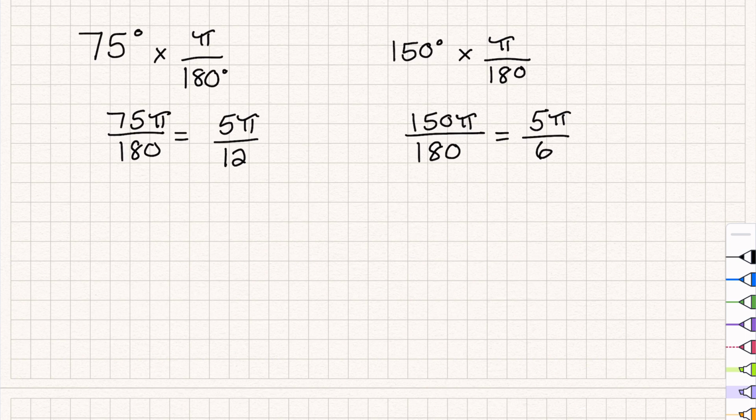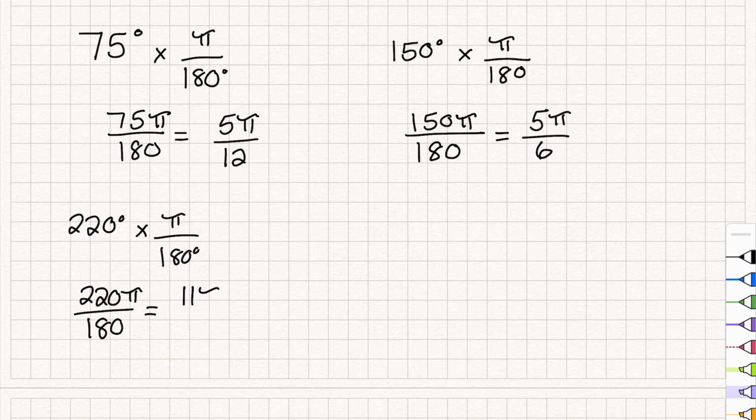Give this one a try on your own. You have 220 degrees. So you can pause the video and give it a try. After you multiply by pi over 180, you'd have 220 pi over 180, which when reduced, you'd be left with 11 pi over 9. So this is for degrees to radians.